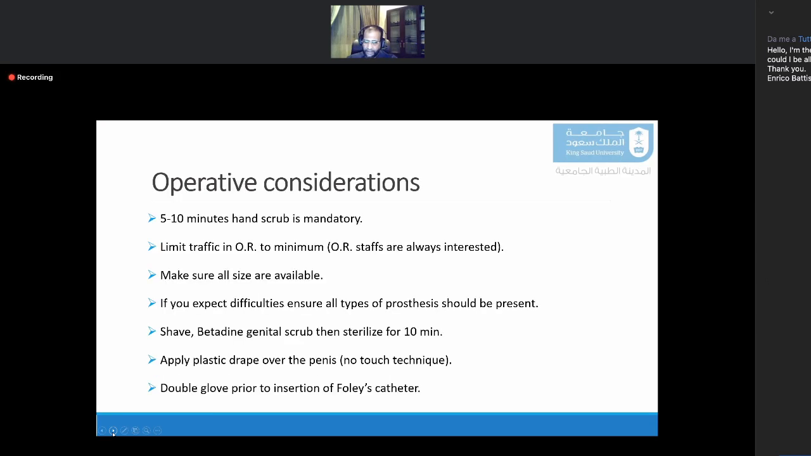This is the usual operative restrictions to avoid risk of infections. I will not spend much time on this, but I have to say it's not our routine to insert a Foley catheter before the surgery when it comes to malleable prosthesis. If anything, we just insert an in-and-out catheter, and we proceed with the surgery without a catheter. Next slide, please.